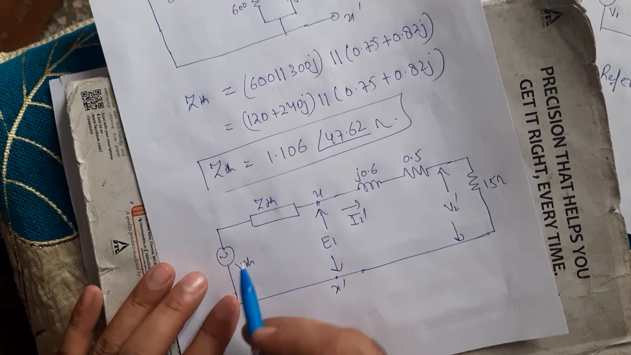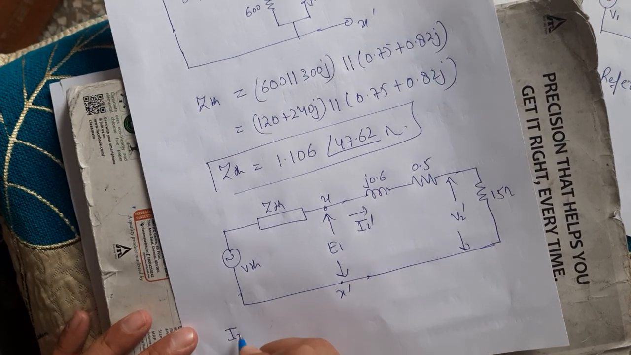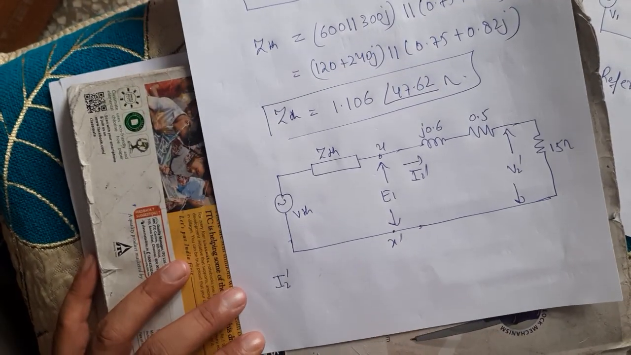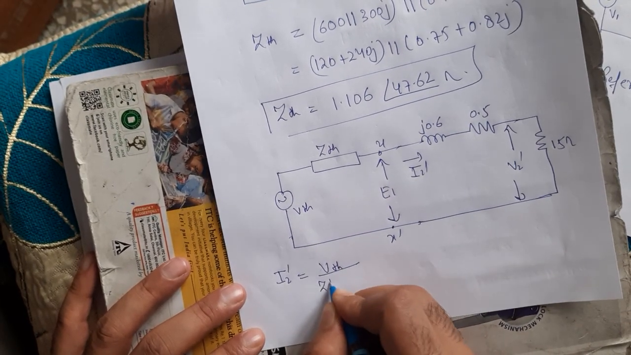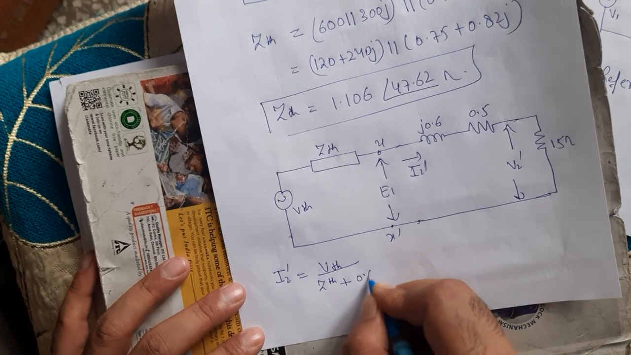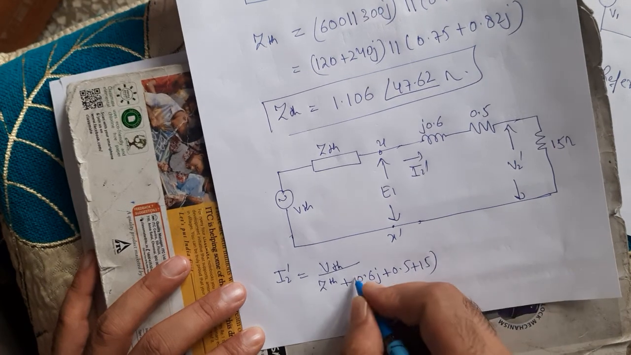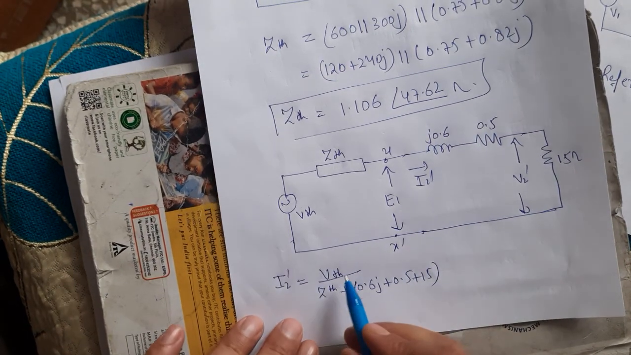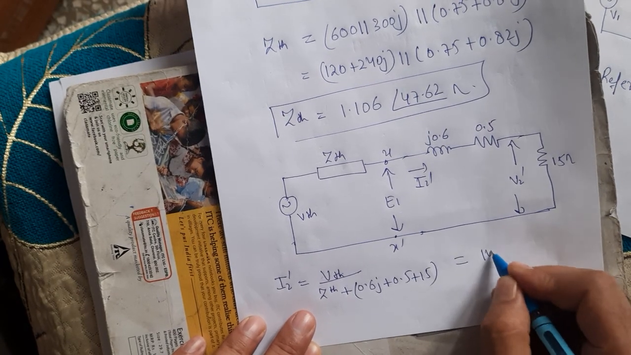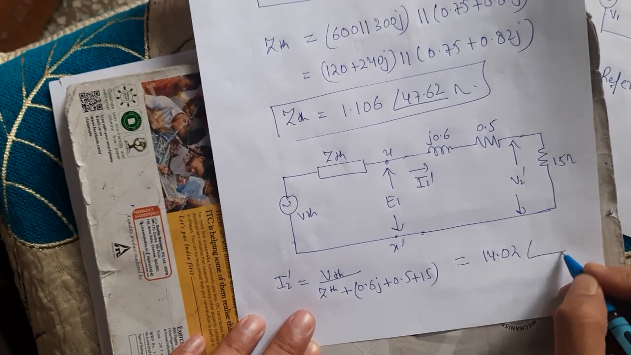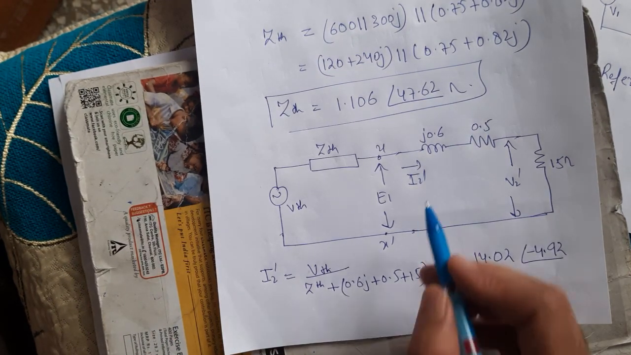Okay, so I know VTH, I know ZTH. Can I calculate I2 dash? What is I2 dash? I2 dash is nothing but VTH divided by ZTH plus 0.6j plus 0.5 plus 15. Once you know VTH and ZTH, which you calculated, if you substitute the values, you will get I2 dash equal to 14.02 angle minus 4.92. Got it? So you know what is I2 dash.